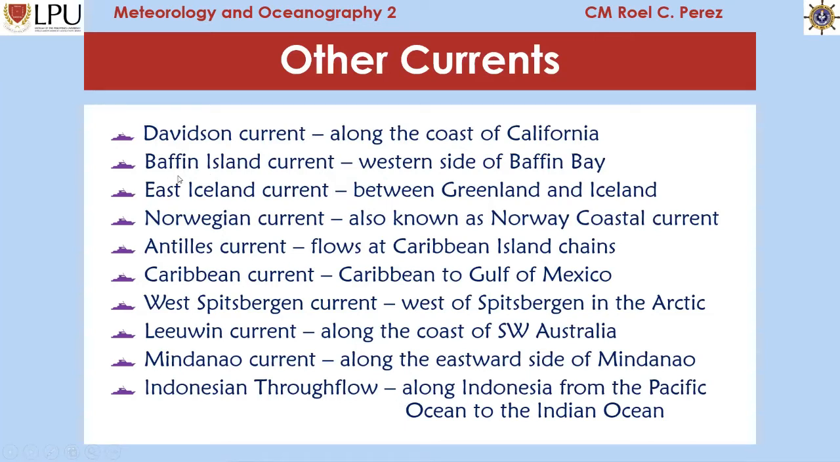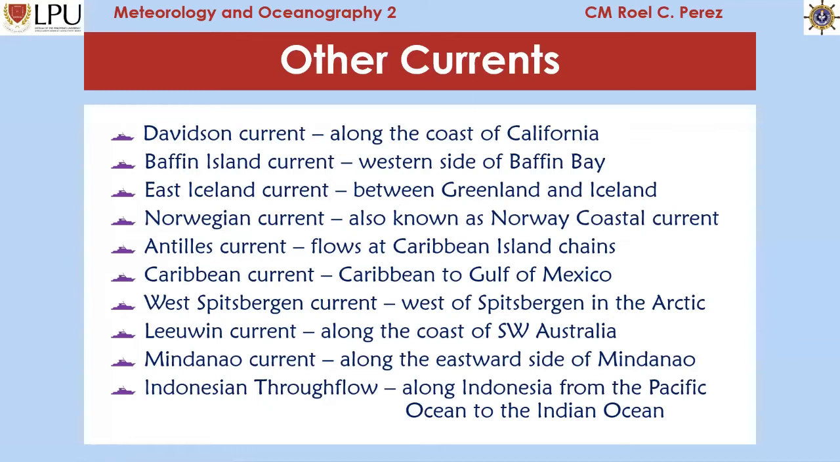And we have the Baffin Island current located in the western side of Baffin Bay. The East Iceland current between Greenland and Iceland, and the Norwegian currents, which I've explained already, also known as the Norway coastal current.